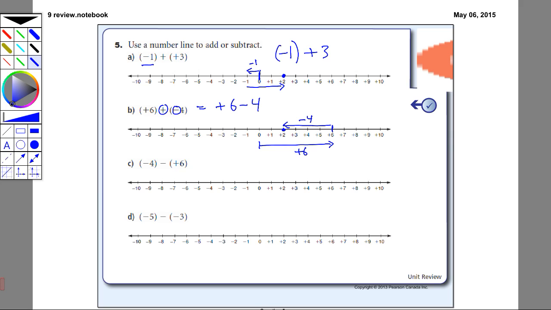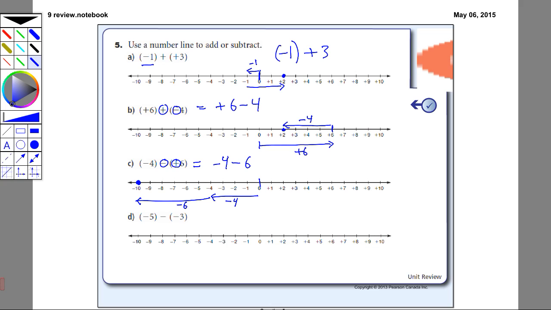Let's look at C. I'm going to rewrite the question as -4. First term stays the same. And then I have minus positive, so that's going to turn into a -6. So from 0, I'm going to go to -4. And then from that -4, I'm going to go another -6. So -4 first, and then -6, which will leave me at -10.